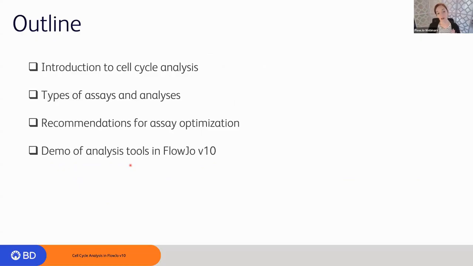Okay. So what are the learning objectives for today? We'll have a short introduction to the cell cycle and how it relates to cell cycle analysis. What are the different types of assays? It's important to establish those because they change how we analyze the data, depending on how many variables have been added to the model. I'm not going to spend a lot of time on assay optimization.